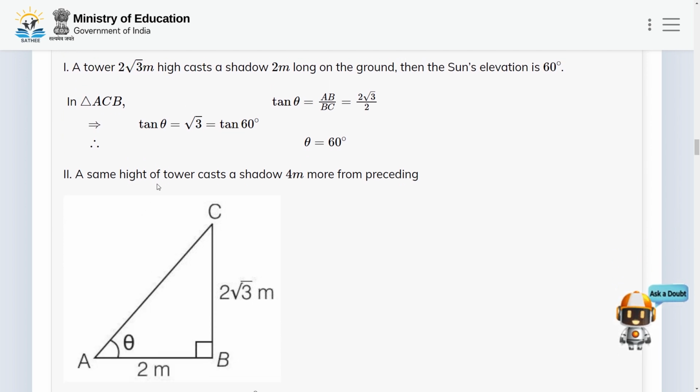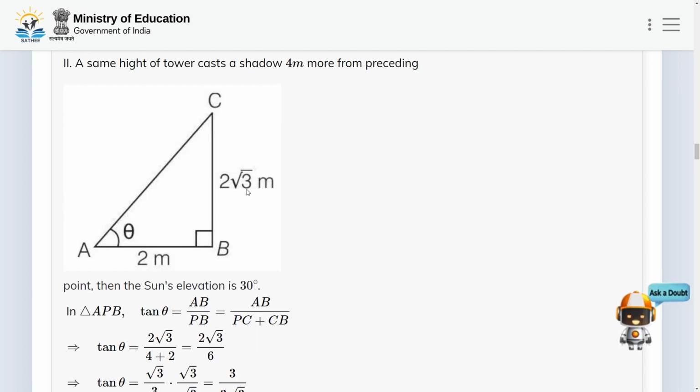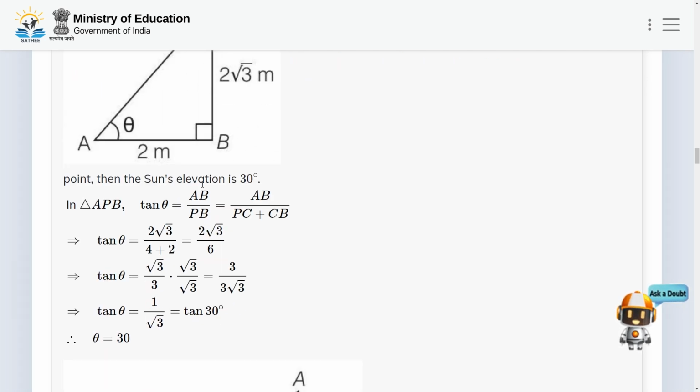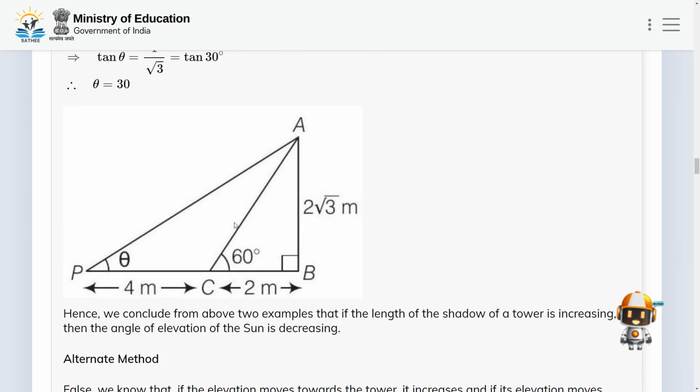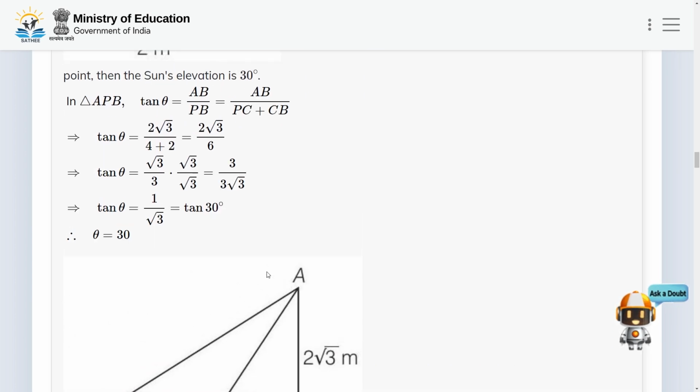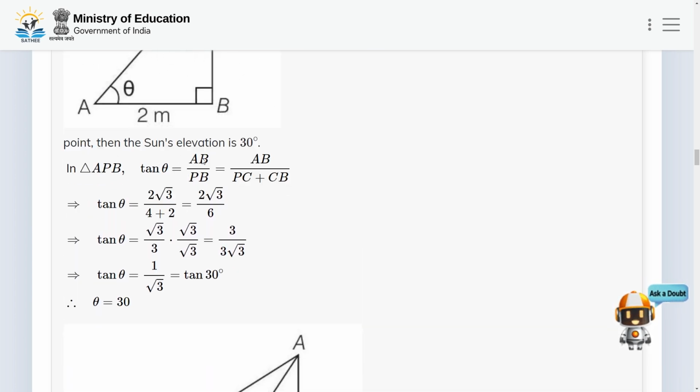Now say the same height of the tower casts a shadow 4 meters more than the preceding one. Then the sun's elevation is theta. In this triangle APB, tan theta is equal to height by base, so tan theta is equal to AB by PB, and this is equal to AB divided by PC plus CB. It implies tan theta is equal to 2 times root 3 divided by 4 plus 2.